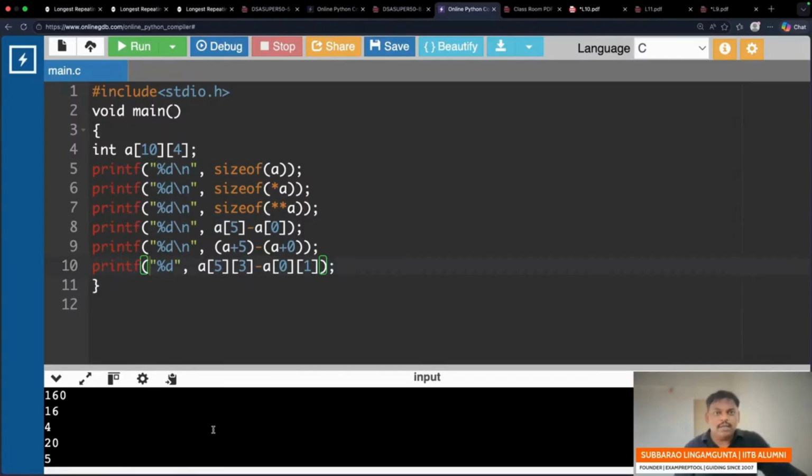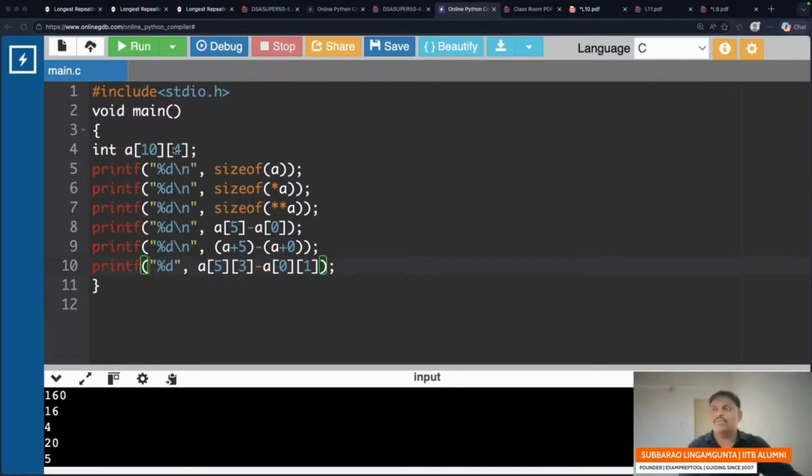If you observe this problem clearly, everyone see this. You can use any compiler, I just took some compiler randomly. Don't worry. See this one: 10 rows and 4 columns, totally 40 elements. Understand this one, totally 40 elements. The 40 elements size became 160, so what is the size of one element? I want an answer from all of you.